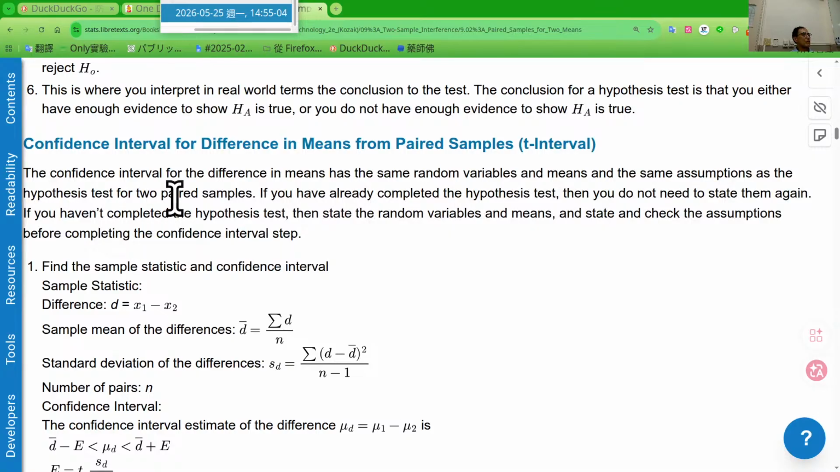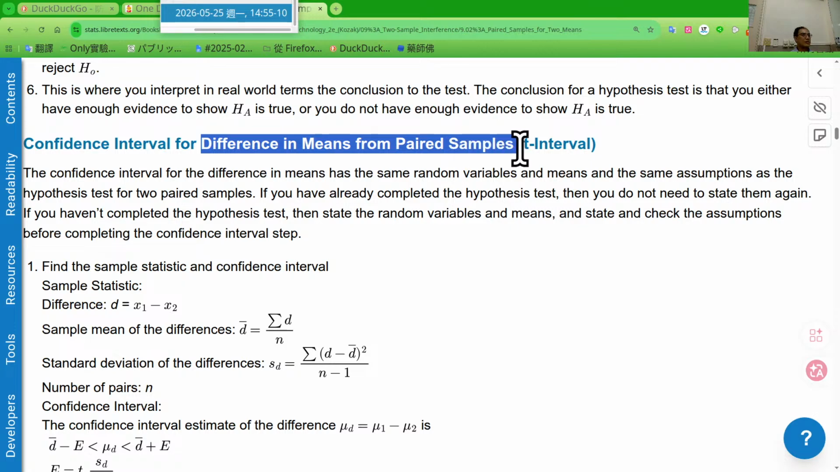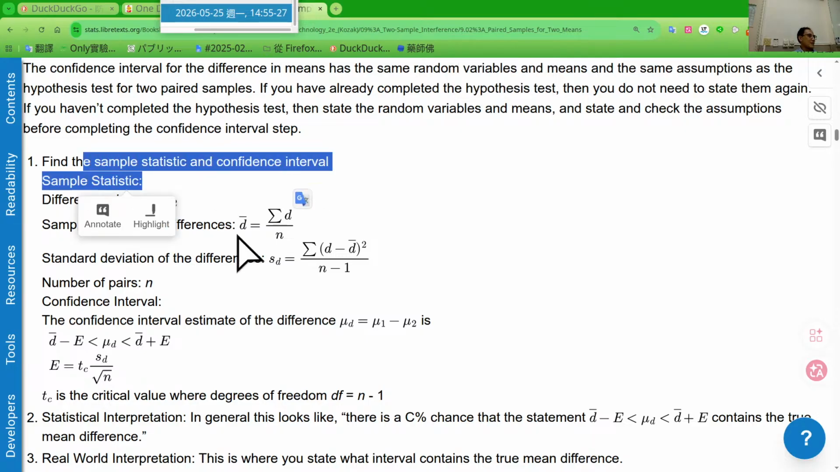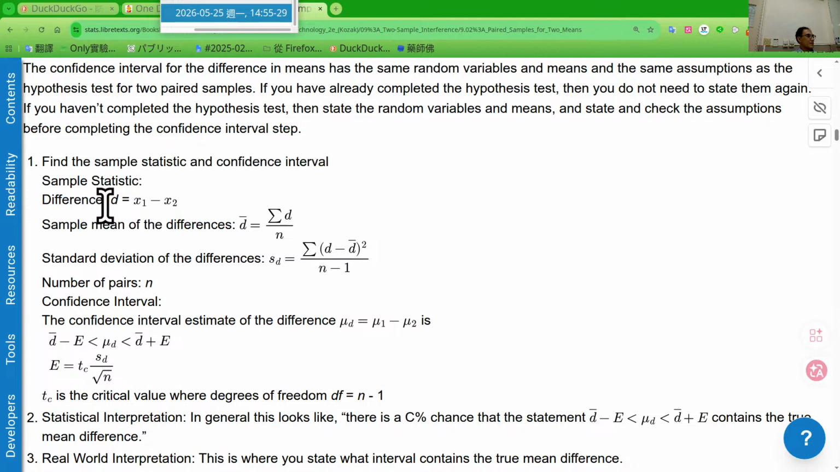Then the confidence interval for the difference in means in paired samples. I know here is a little bit boring, but after we check the real cases, then you will understand this. Find the sample statistic and confidence interval. Sample statistic: differences D, that is x1 minus x2. Sample mean of the differences, D bar, that is summation D divided by N.